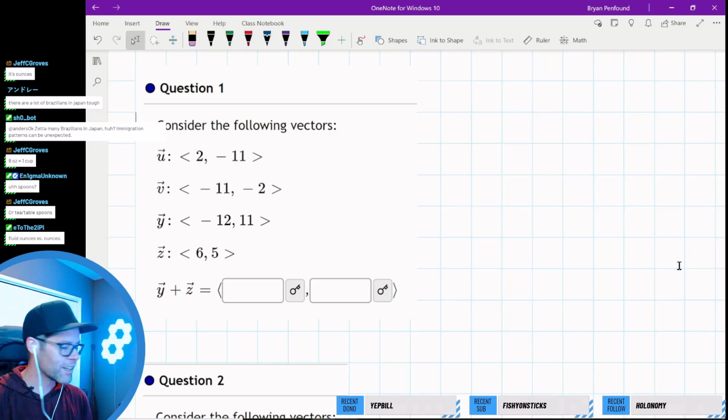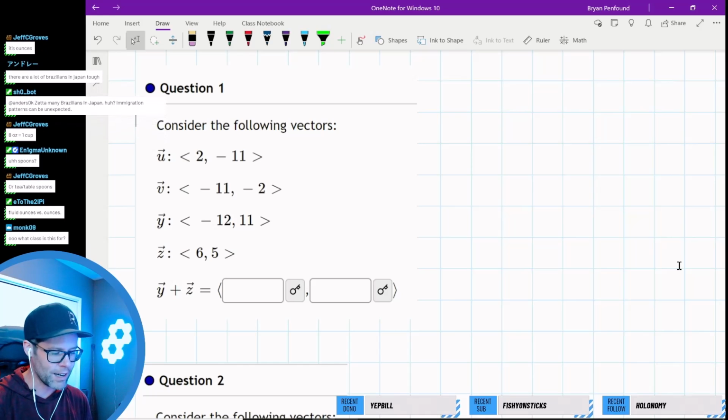I get confused with vectors. Me too sometimes. This vector notation is weird. Look at these angular brackets. Oh my gosh, what's happening?